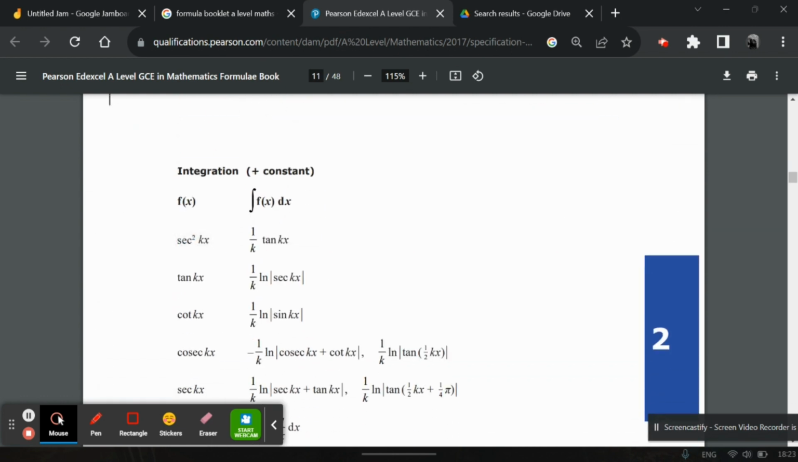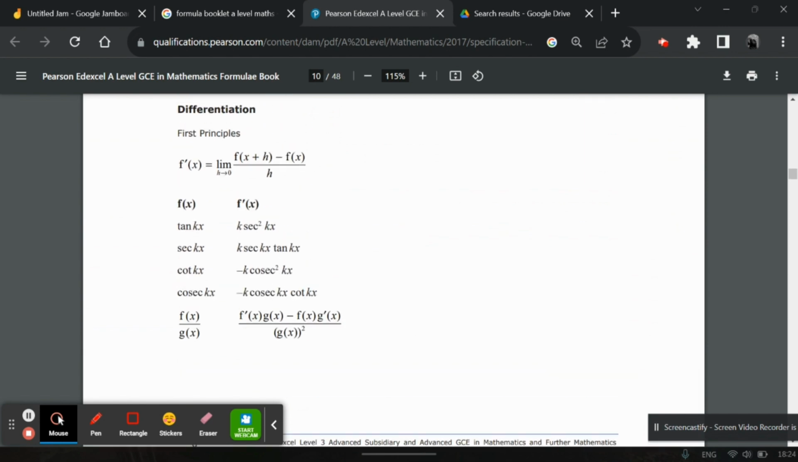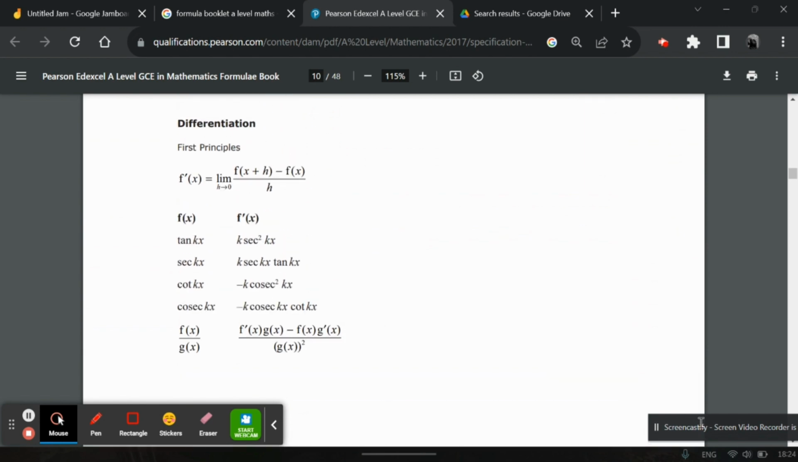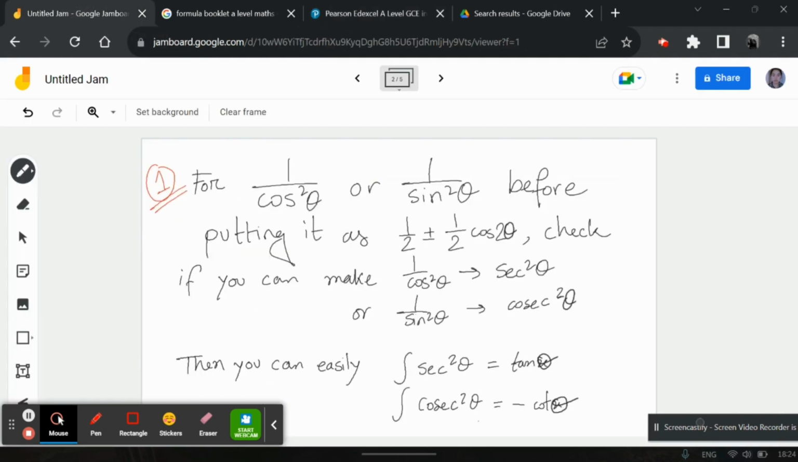which is this one. And then we can integrate cosec squared theta into minus cot theta, because if we see here in the differentiation one, we can see that we differentiate cot x into minus cosec square x. So if we do the opposite, it will be cosec square, and the minus will go into this part and become minus cot. So cosec square will integrate to minus cot theta or cot x.